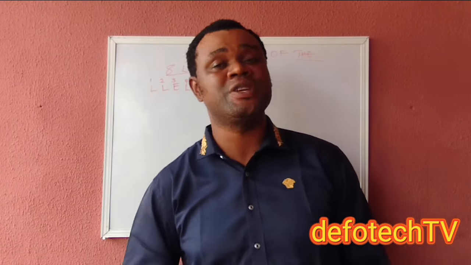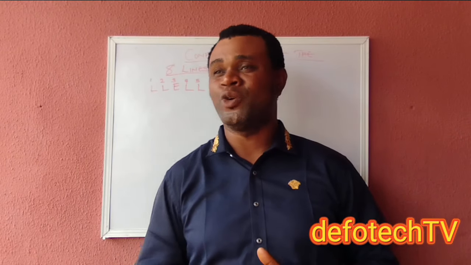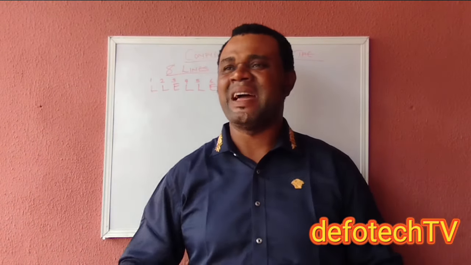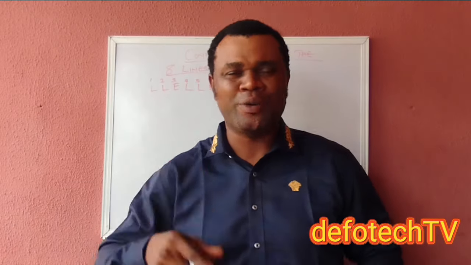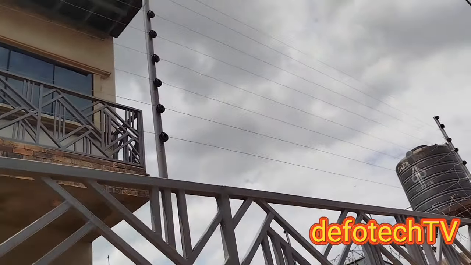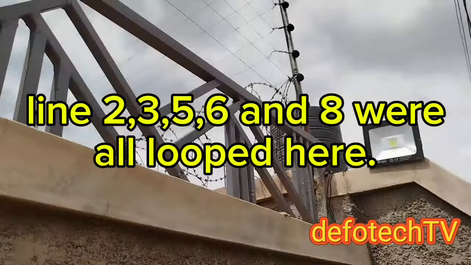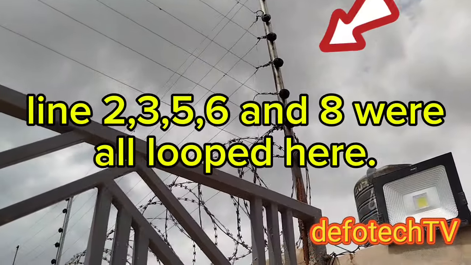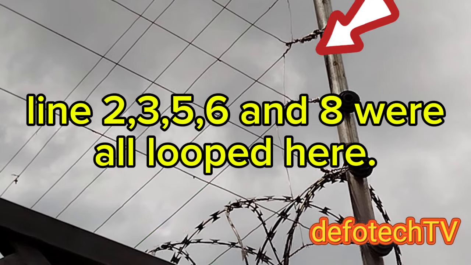I will show you the connection. You see, it is an 8-line. What they did there, the connection, there is no way on earth that the energizer can even work appropriately. What kind of looping is this? You can see this, this is a terrible one. And this is the last pole. It wasn't even done there. Then they came here, you see? This is another loop right here. See this?